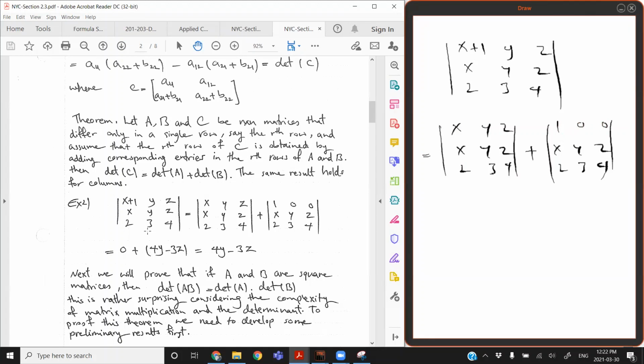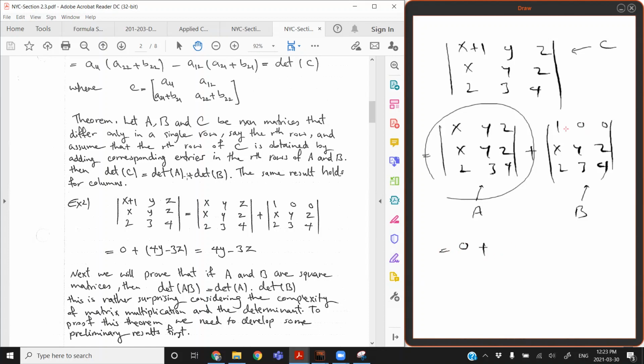Because now you agree that this equation holds. This is like having the matrix A. This is like B. And this one here is like C. A, B, C differ only at a single row, the first row. And the sum of the first row of A and the first row of B would be the first row of C. So according to this theorem, this relation holds. But the good thing about this is that I know that this determinant is 0. Because generally, if you have a matrix with two rows that are the same, or two rows that are proportional, then the determinant is 0. So the first one is going to be 0.